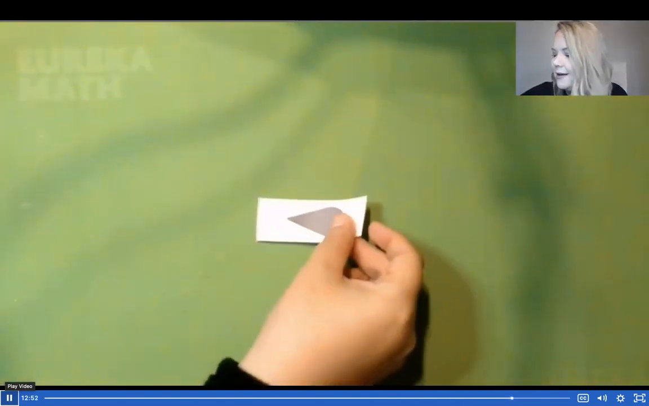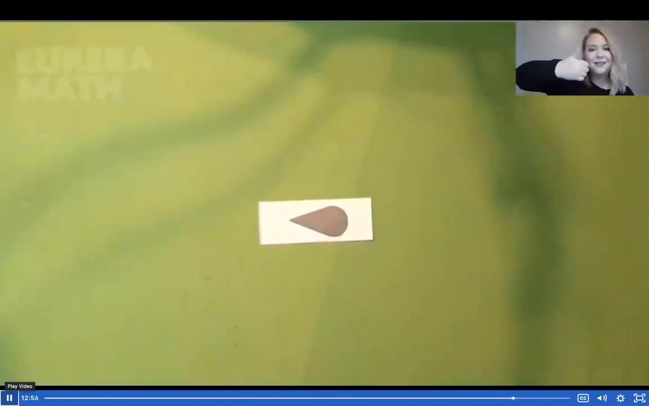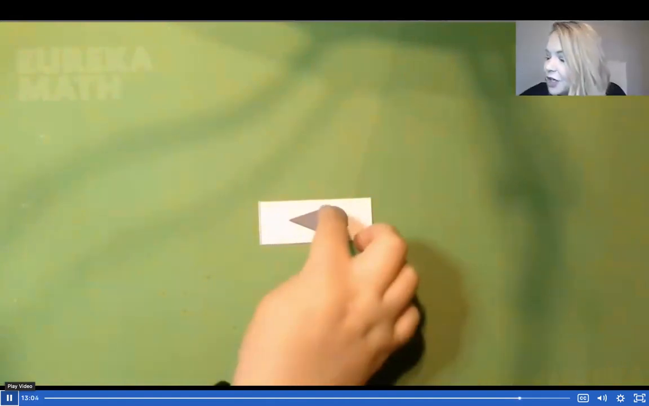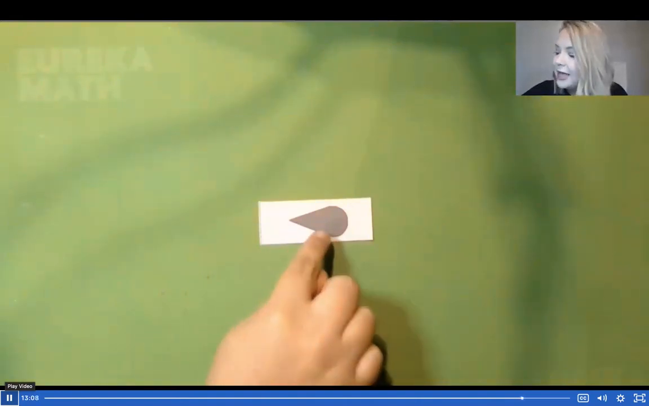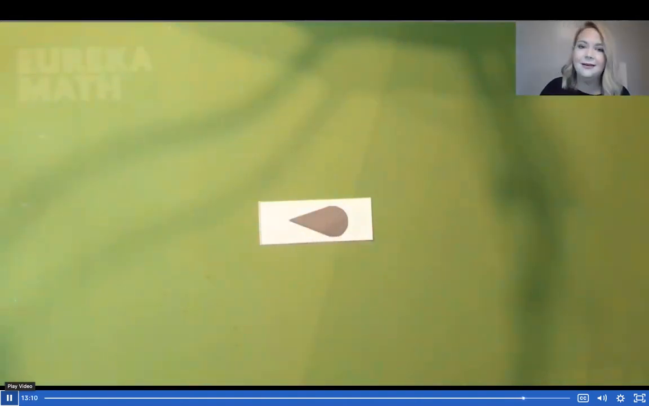Let's look at one more shape. Curves or no curves? Yes, this shape does have a curve. You might have said it also has straight lines that make a point, but it does have a curve in it as well. That was so much fun.